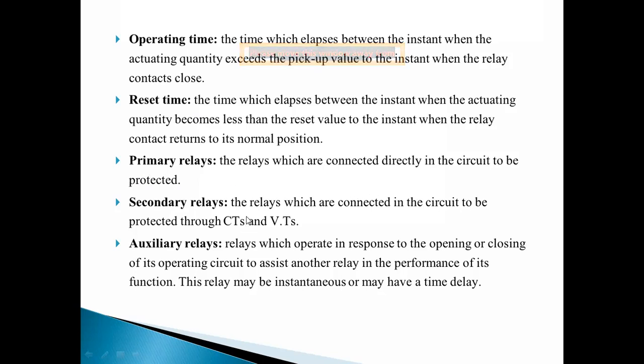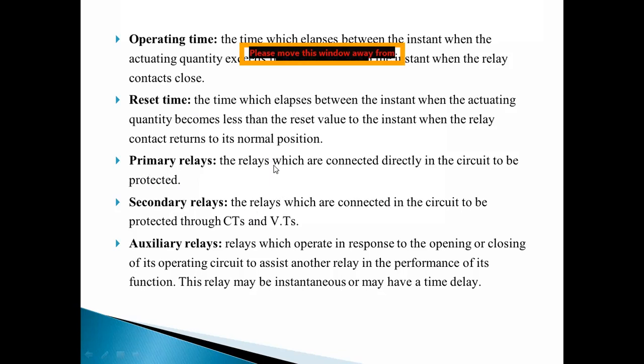Relays that are to be protected without using any other devices are called the primary relays. No auxiliary device is used here. So these relays are called the primary relays, meaning these relays are directly connected to the circuit.